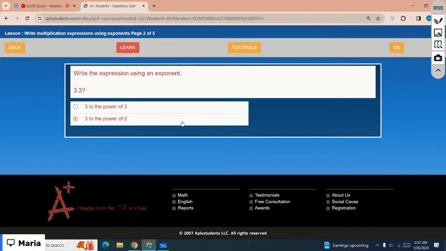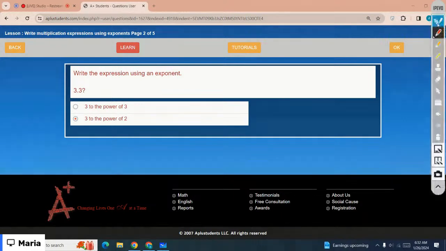Basically, the exponent tells you how many times you are multiplying the number, right? So you are multiplying 3 two times. So 3 exponent 2 is the correct option, not 3 exponent 3. 3 exponent 3 means you have to do 3 times 3 times 3, right? Basically, this exponent tells you how many times you have to multiply the base. Got it? So here you have 3 times 3, you can write it as 3 exponent 2. Got it, everyone?